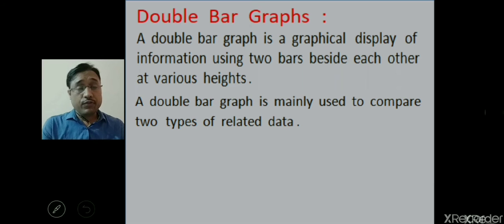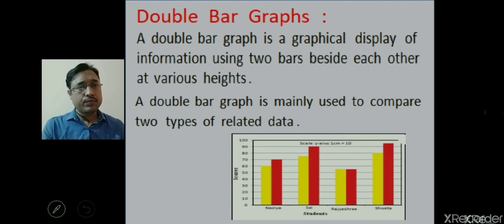So we can also say that a double bar graph is mainly used to compare two types of related data which is shown in a pair, and they are just beside each other. The two bars which are showing the related data are just beside each other and touching, actually just adjacent to each other. So we can understand this now by this graph.